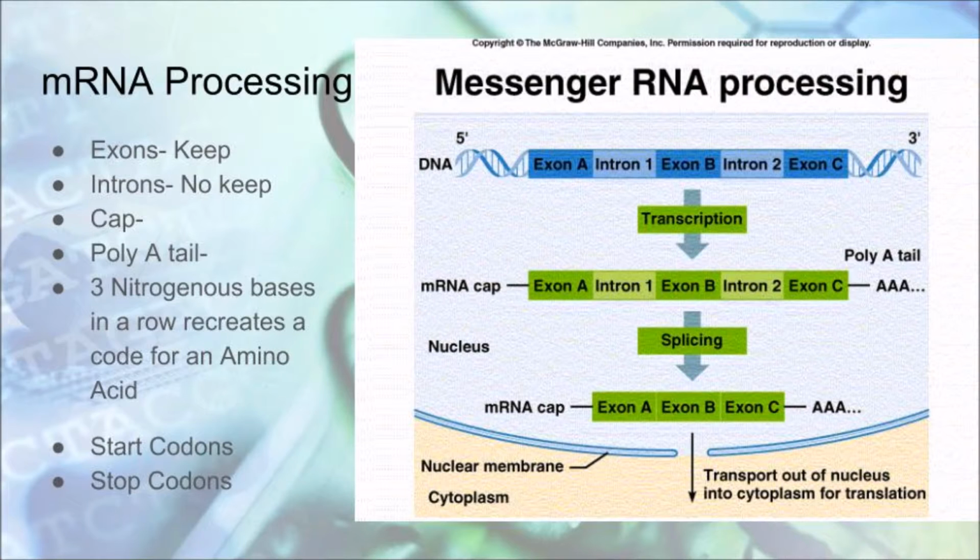Those codons we're talking about are 3 codes, so a guanine, an adenine, and a cytosine would make up 1 codon. We have what we call start codons and stop codons. A start codon tells us where it starts, and a stop codon, well, it tells you where it stops.